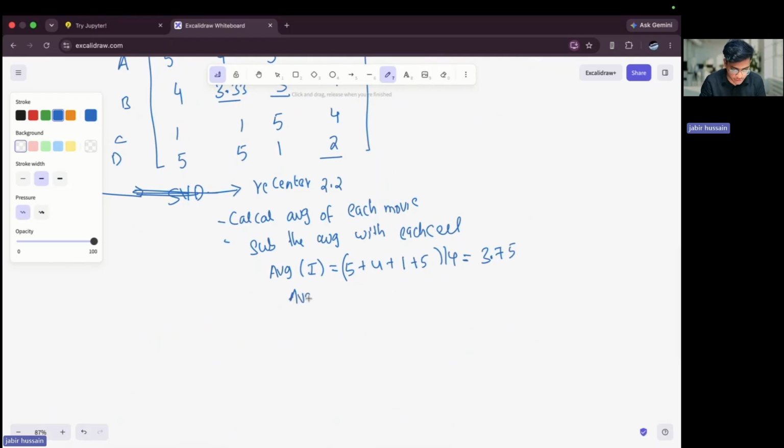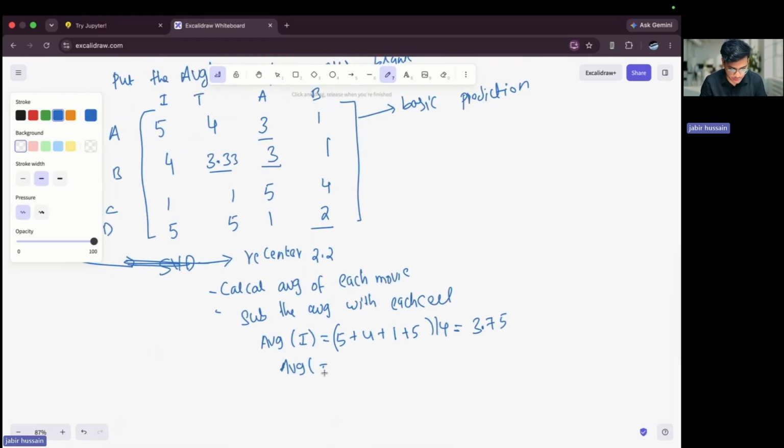Now we'll calculate the average of Titanic. The average of Titanic is equal to 4 plus 3.33 plus 1 plus 5, divided by 4. I'm using numericals because when we take an example, it becomes easy to see how the algorithm moves. If I just talk randomly, saying do this, do this, we could cover it in less time, but it would leave you with a lot of doubts. So this gives me about 3.33. Let's take two decimals only.